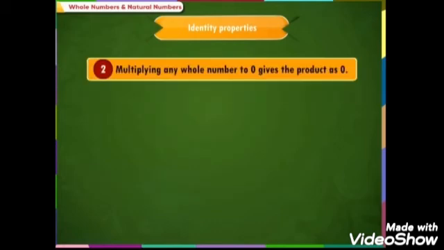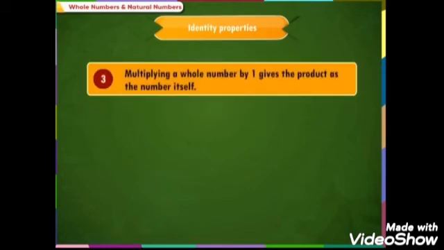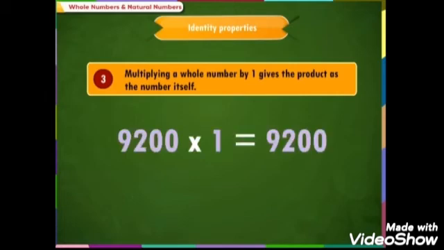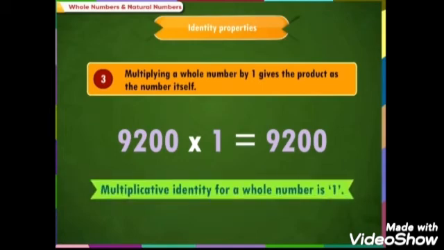2. Multiplying any whole number by 0 gives the product as 0. For example, 678 into 0 is equal to 0. 3. Multiplying a whole number by 1 gives the product as the number itself. For example, 9,200 into 1 is equal to 9,200. We call 1 the identity for multiplication or multiplicative identity for the whole number.